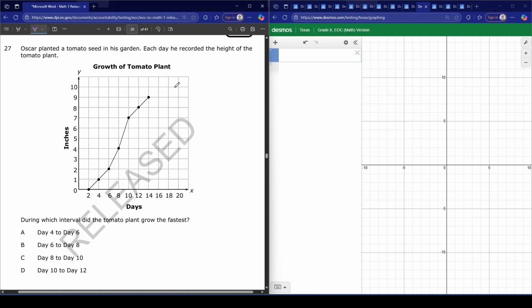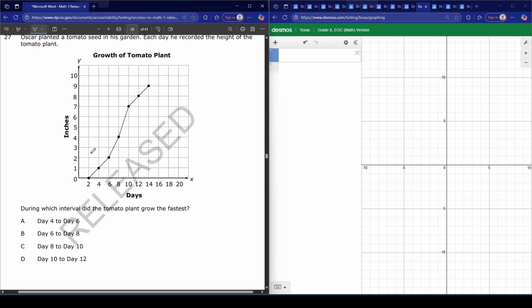27. Oscar planted a tomato seed in his garden. Each day he recorded the height of the tomato plant, right? So the y-axis and x-axis, inches and days, and it's counting by 2. During which interval did the tomato plant grow the fastest? So what we want to look out for in these types of situations is that we want the greatest slope, okay? Greatest slope means steepest, okay?